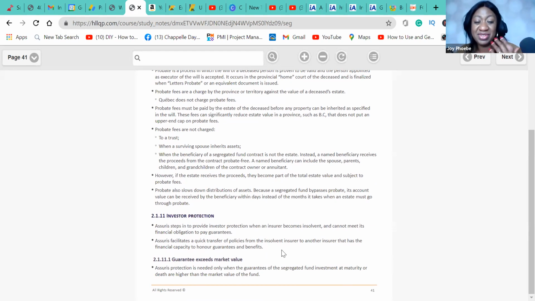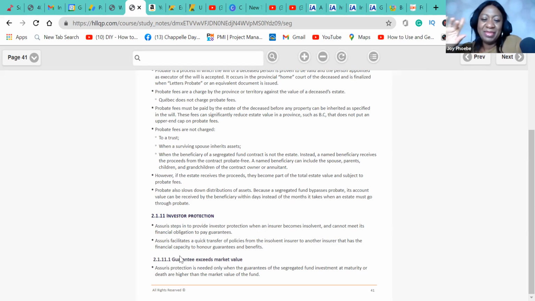Investor protection. This is awesome. Let's say that you are owing somebody, right? We see a lot of questions around this. Remember that guy when we were preparing for certifications, whose creditors were coming after him, so he went to change the name of the beneficiary from himself either to his dad or to a preferred beneficiary class, right? You see, Assuris steps in to provide investor protection when an insurer becomes insolvent and cannot meet its obligations. Oh, sorry, this one talks about investor protection, not creditor protection.